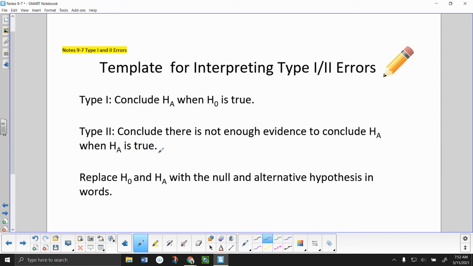So here's kind of a template for writing type 1 and type 2 errors. For type 1, we would say conclude HA when H0 is true. And then type 2 would be the opposite. Conclude there's not enough evidence to conclude HA when HA is true. So again, complete opposites. Conclude HA when H0 is true. Conclude there's not enough evidence for HA when HA is true.